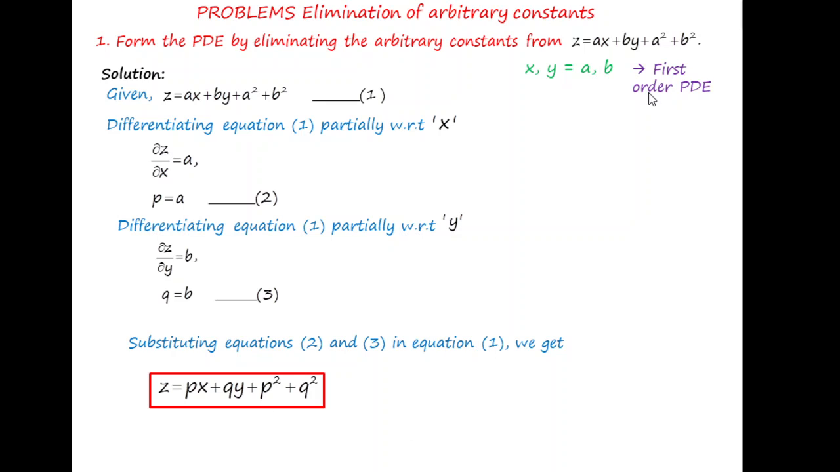And we recheck: the order of this equation is 1 because the derivative p is dou z by dou x, first order. Similarly q is dou z by dou y, which is also order 1. So the maximum order here is 1, and we get a first order PDE.